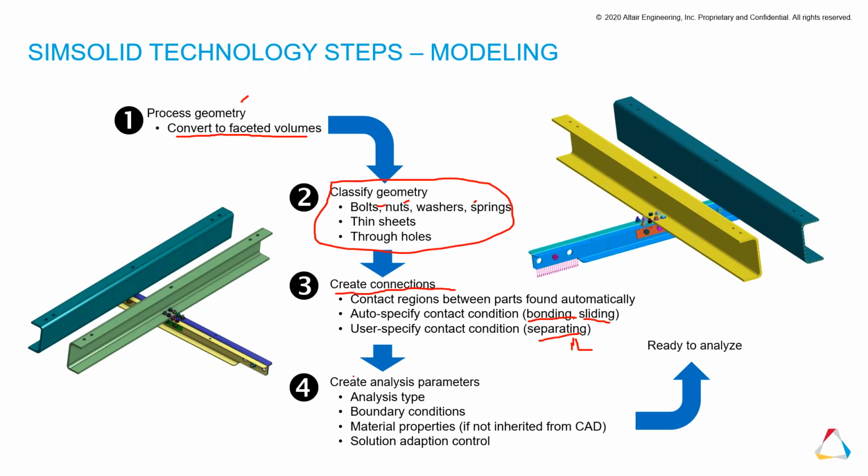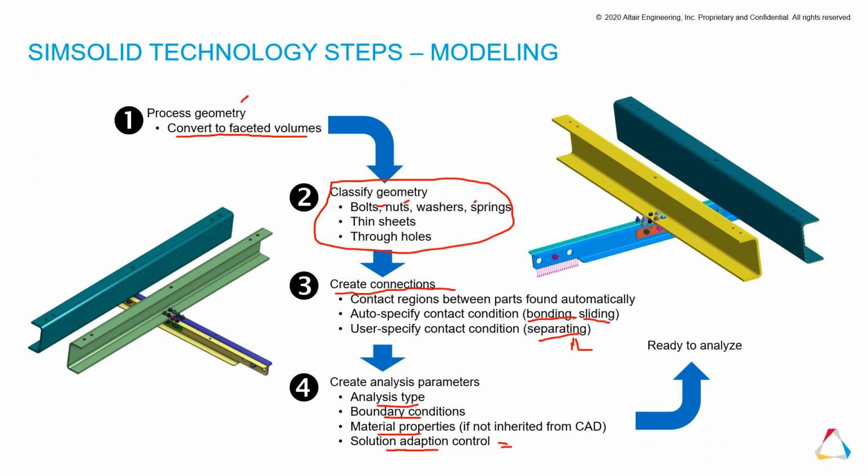Next up, what the user needs to do is just define the material if it's not already defined. Define the boundary condition, right? Where is it being constrained? What's the analysis type? If this is a linear static, where are the forces and so on? And apply any solution adaptation control. This is to improve the accuracy at certain areas if you need, right?